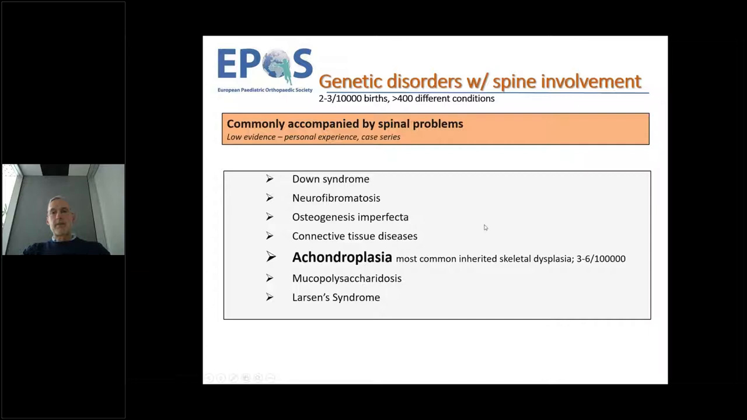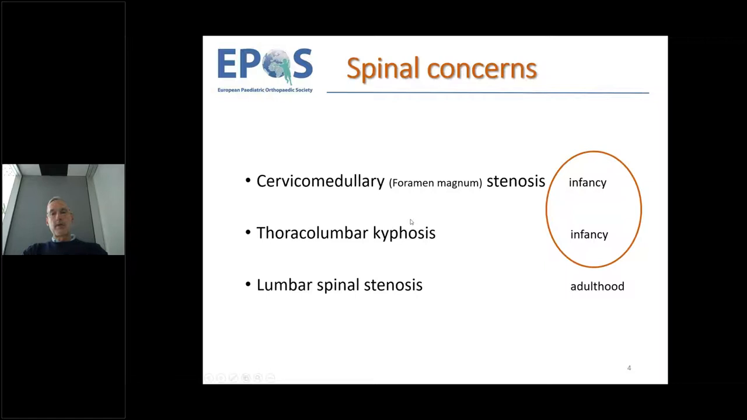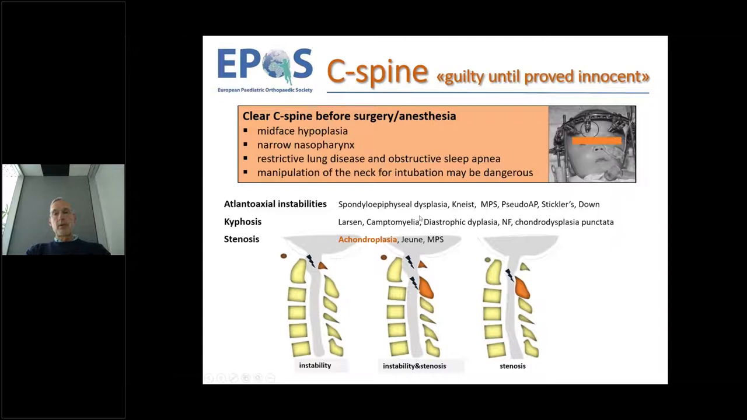Most of the numerous other skeletal dysplasias. The regions of interest are at the junction between the skull and the upper cervical spine in infancy, the thoracolumbar kyphosis also in infancy, and the lumbar part later in adolescence or in adulthood. To quote Jonathan Phillips from Orlando, Florida, the C-spine is guilty until proved innocent, meaning that before it comes to an anesthesia, you have to rule out any pathology on this level.